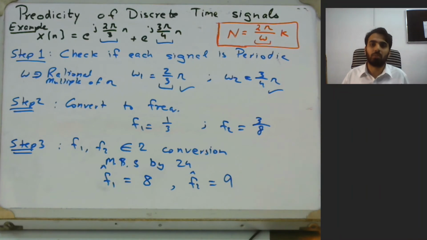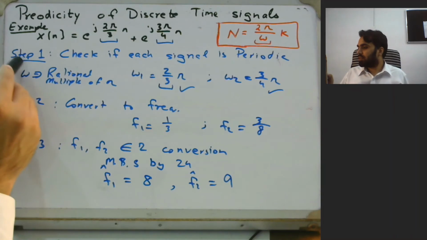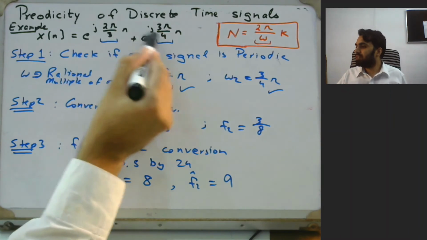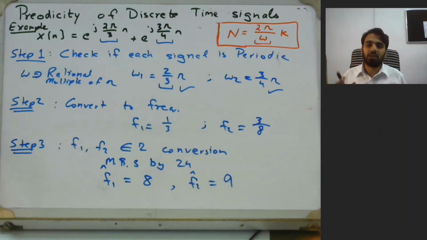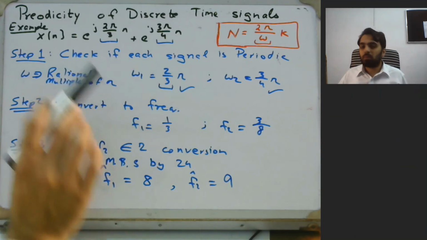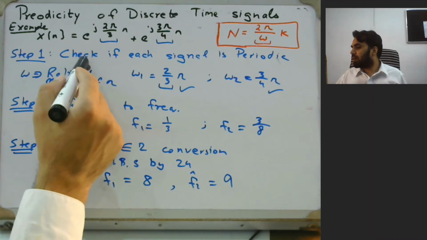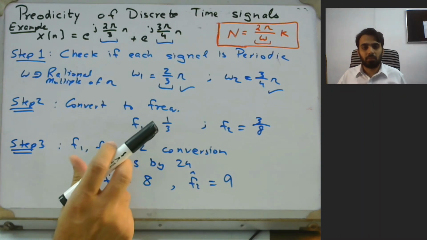So in the first step, step 1, we are going to check whether each of these signals is periodic by itself or not. If they are not periodic, then we might not proceed next, right? If both of them are periodic, then we'll proceed next. So in step 1, we check if each signal is periodic, right?